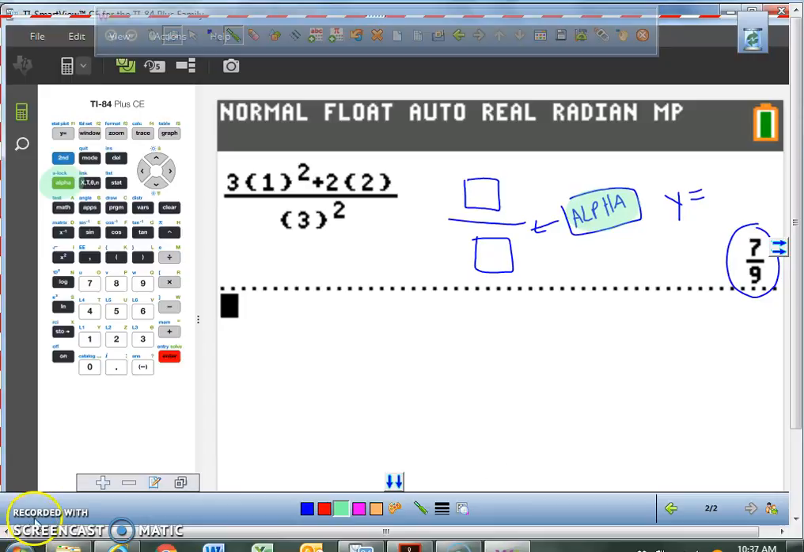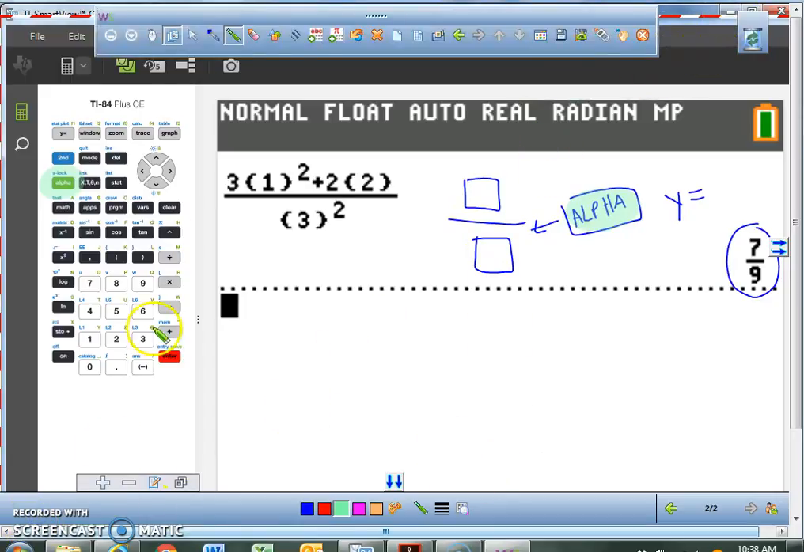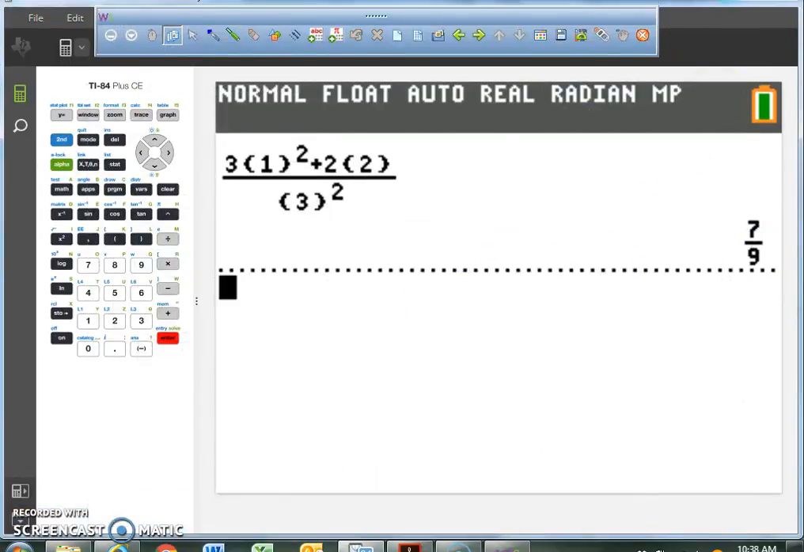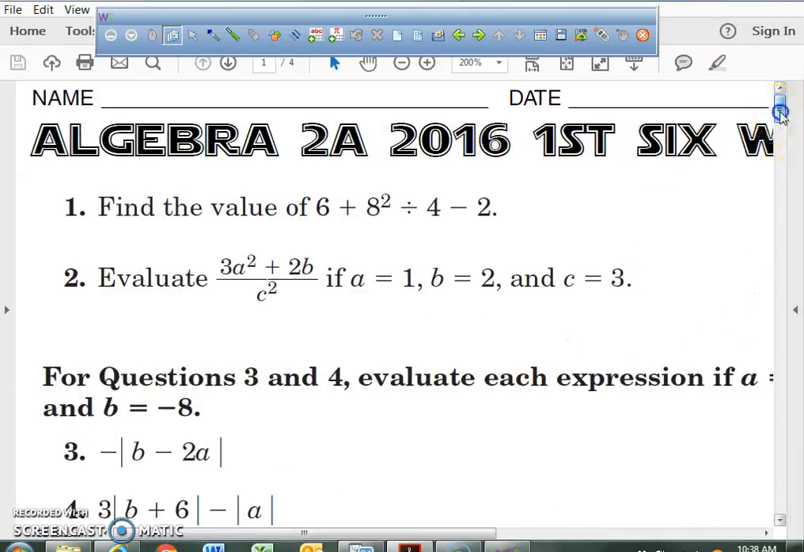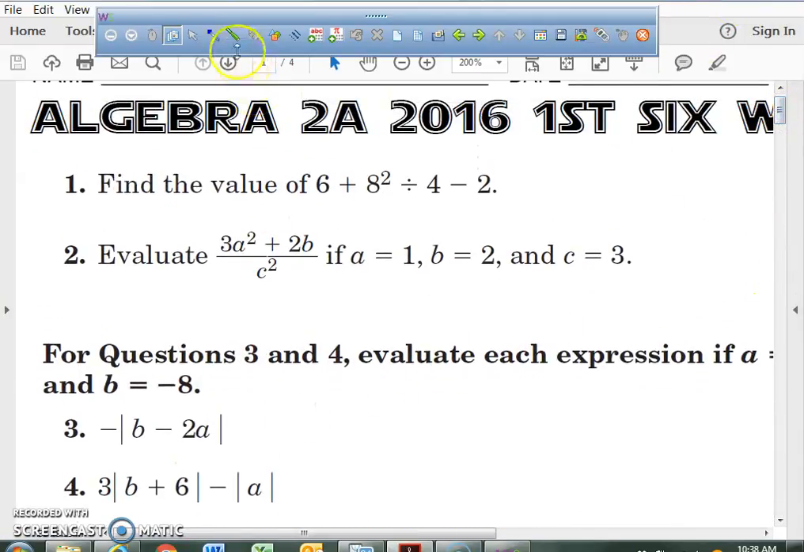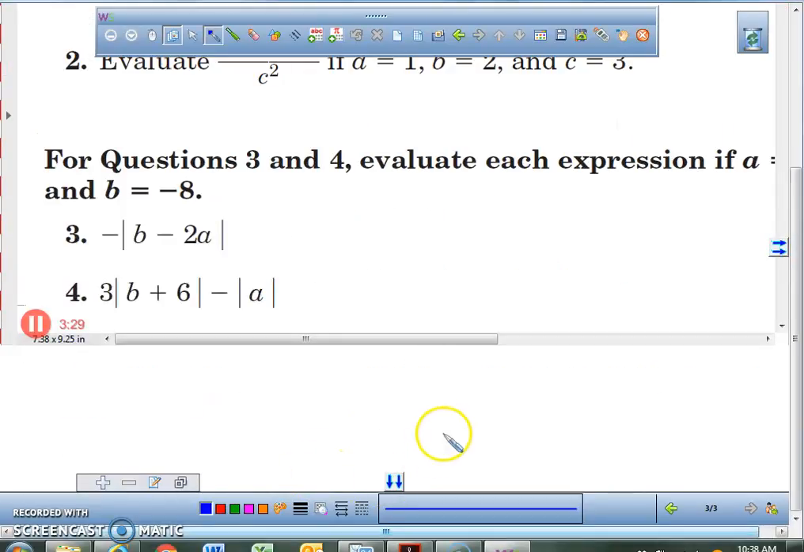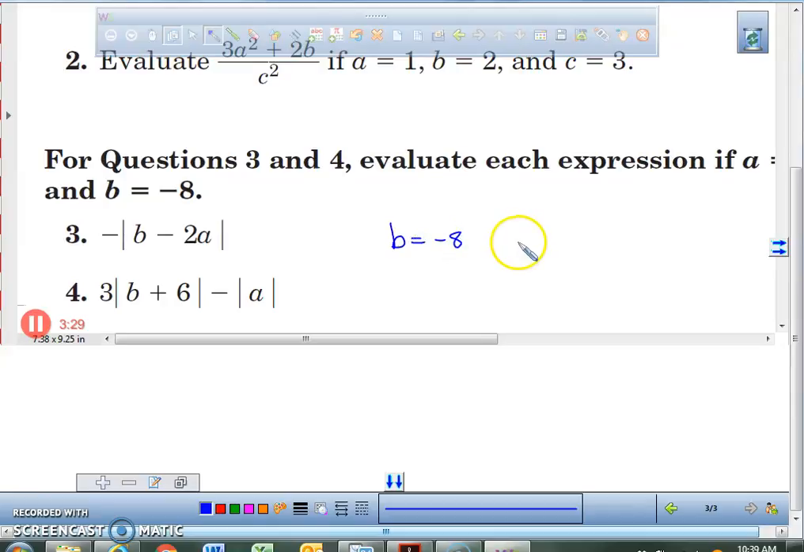All right, on to problem number 4, everybody. Let's go ahead and minimize our problem. Absolute value. I like it. Okay, so here we go. This says 3 times the absolute value of the sum of a number b and 6 minus a. Now, b we have as a -8. And what is a equal to? You guys can see it on your paper. What is it?